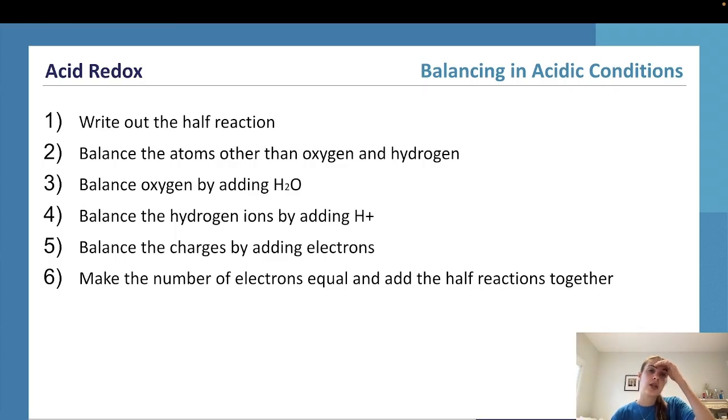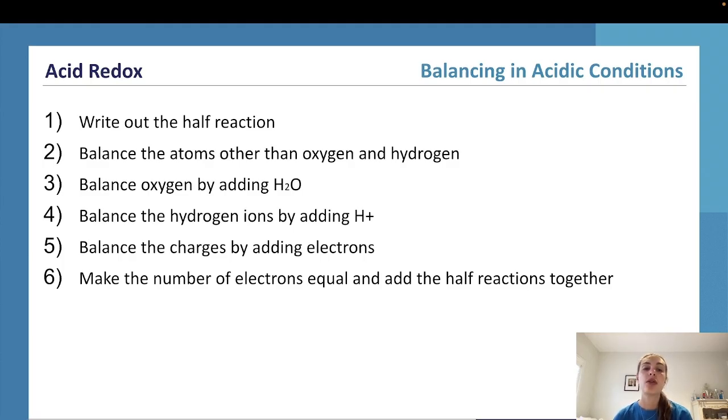So these are our main steps which we have for balancing in acidic conditions. The first thing you need to do is write out the half reactions for each of the parts, so the oxidation and the reduction reactions. Same as you would always do for these. And then the next thing you need to do is balance for all atoms other than oxygen and hydrogen. So that's just your typical normal balancing, the type of chemical reaction balancing you did in grade 10 and grade 11.